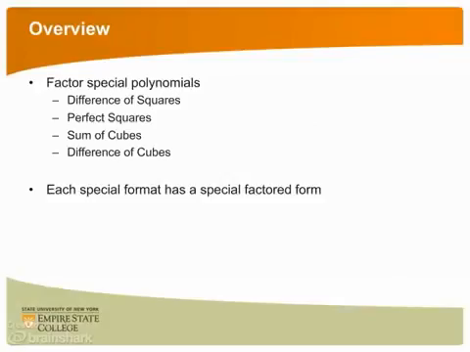Some polynomials have special forms. These forms include the difference of perfect squares, a perfect square, the difference of perfect cubes, or the sum of perfect cubes. Each of these types of polynomial can be factored easily to a specific format. Let's look at the first type, the difference of perfect squares.